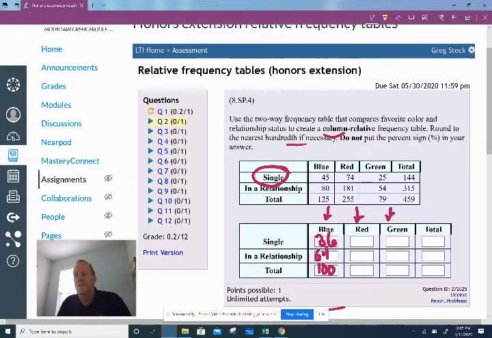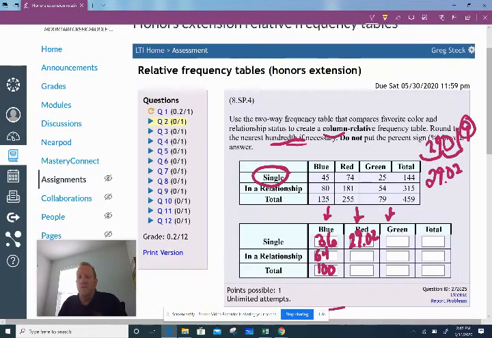So let's try what percentage of single and in a relationship like red. So this time we're going to go 74 divided by 255. Ooh, this gives me a crazy number. It says 0.29019. So notice it says round to the nearest hundredth. Well, here's my hundredth. So there's my percentage, 29, and it says round to the nearest hundredth. Well, the 9 means it has to increase by 1. So I get 29.02.